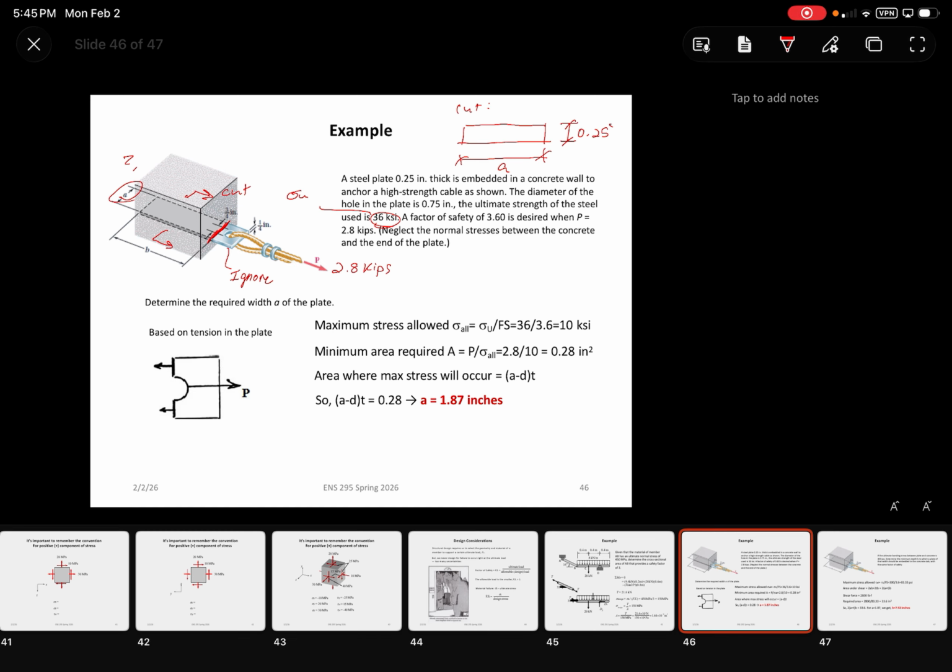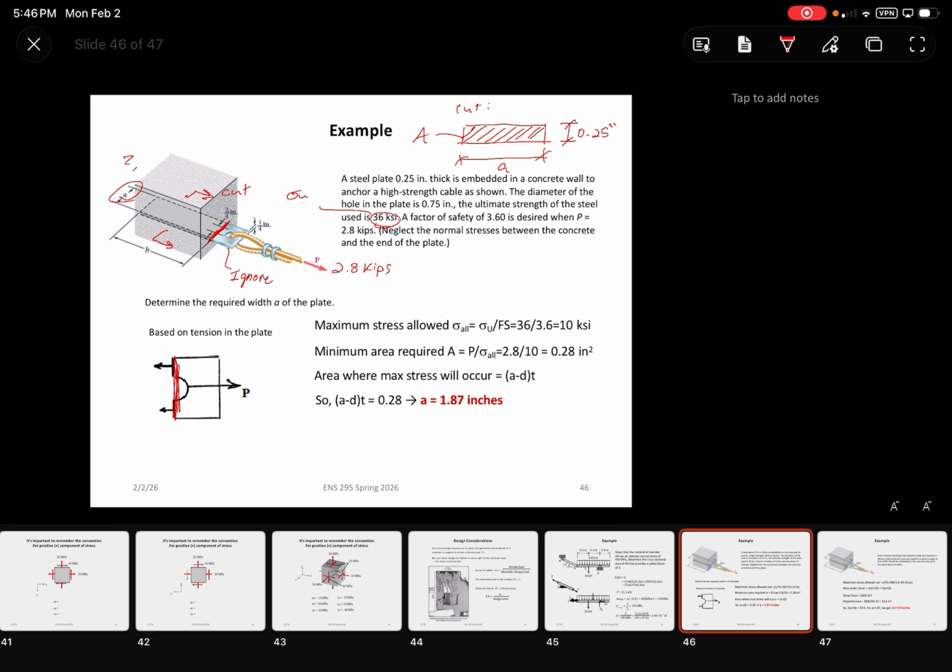So, this entire area is some value A, which the problem computes as the force divided by the stress. You get that the area needs to be at minimum 0.28 inches squared. From there, if you wanted the dimension A, this problem is explicitly accounting for the hole, so that's the area that you would need there. But if you didn't account for that, you would get a different value.